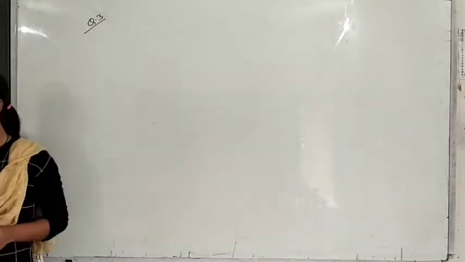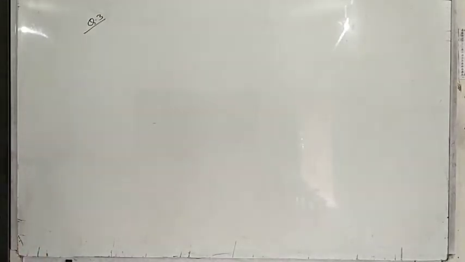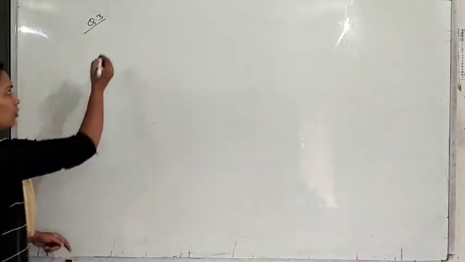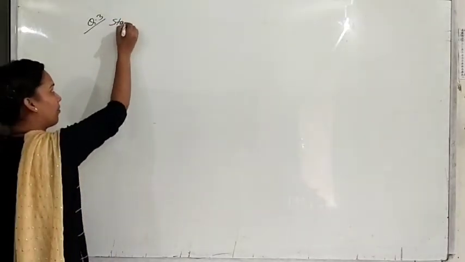What is question number 3? Just read it from your book. Prepare accounting equation from the following. The same thing, that you have to prepare accounting equation in this question, and here there are only 4 transactions. We have to show only 4 transactions. So first of all, just make the format.